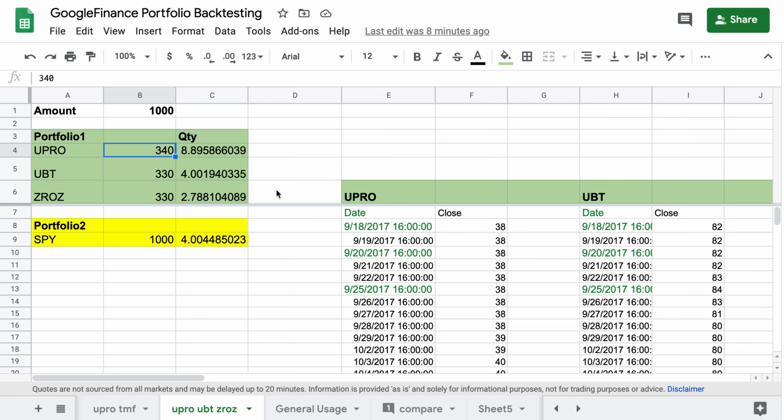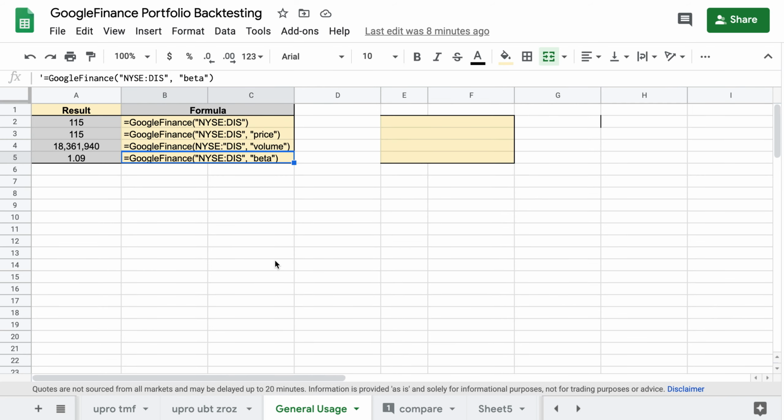So first I'm going to explain what this Google Finance function is. If you have never used this function, it's a really simple function, and this is how it works. It's equal to GOOGLEFINANCE, and then you mention the ticker, and then you get the price. That's it. So for Disney, today the price of Disney is 115.